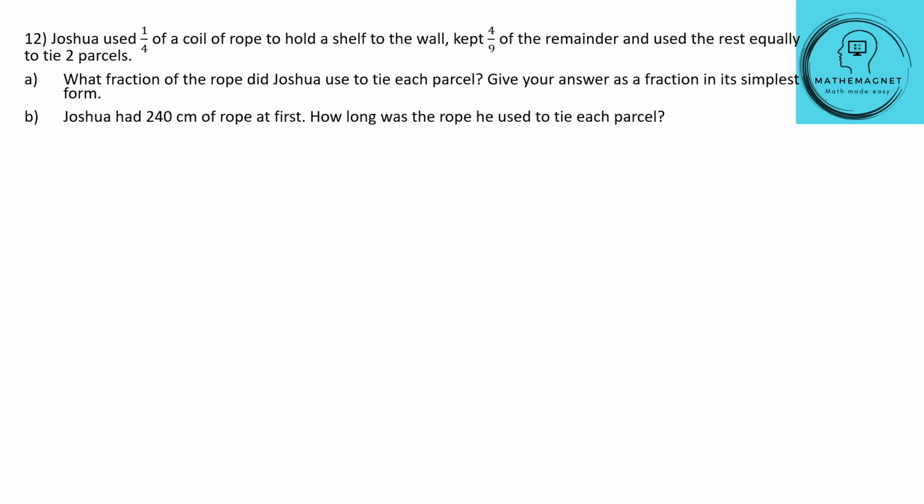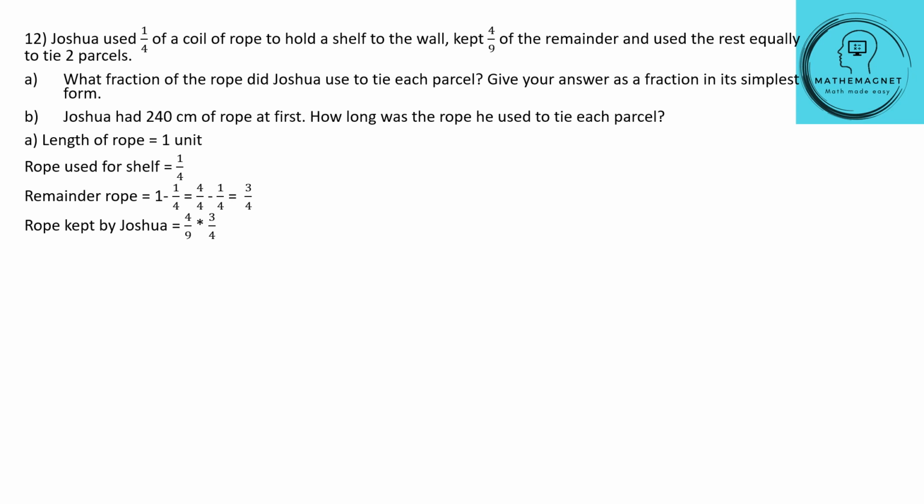So now we know that he used 1/4 of a coil to hold the shelf and he has kept 4/9 of the remainder and then used the rest equally to tie 2 parcels. Let us see how to go about it. Let's solve the first question, question A. We will consider the length of the rope as 1 unit. So rope used for the shelf is 1/4, and the remainder amount of rope will be 1 minus 1/4, which is equal to 3/4. Now of this 3/4, he has kept 4/9 with himself.